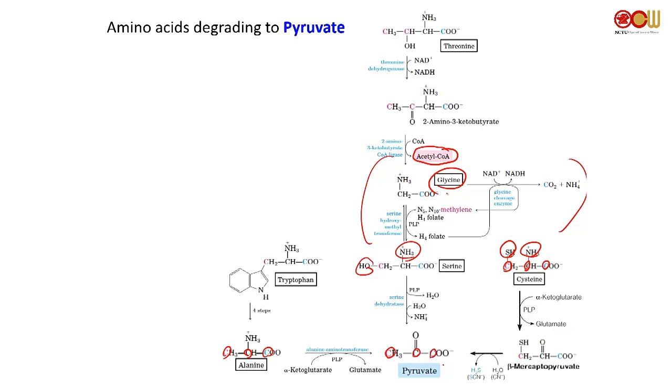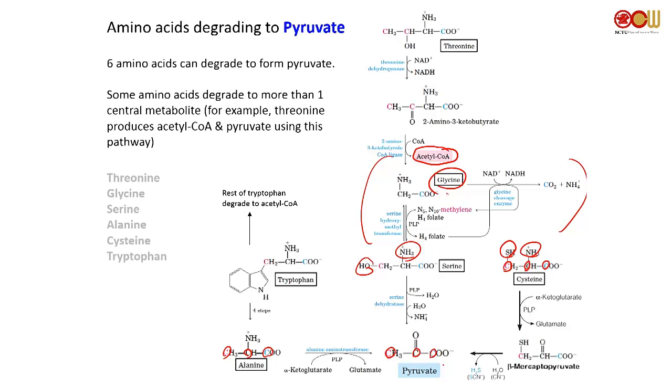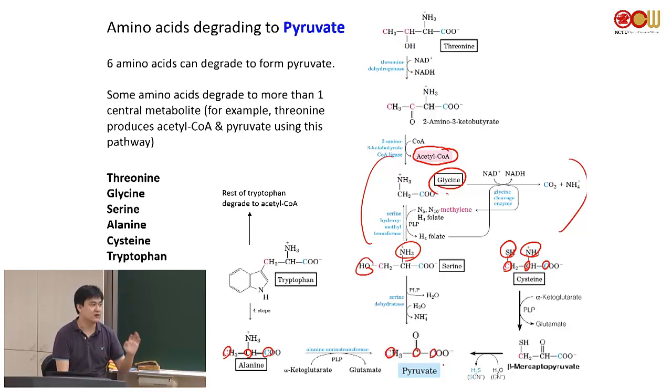Also, you got tryptophan degrading to alanine. Alanine becomes pyruvate, so focus on remembering where these amino acids end up. Those going to pyruvate: you got threonine, glycine, serine, cysteine, alanine, tryptophan. So you have to remember these 6 go to pyruvate. If you can memorize them, of course that's great. If you can't, then at least look at the structure, and based on the structure, guess where it would probably go. Alright, so that was that.